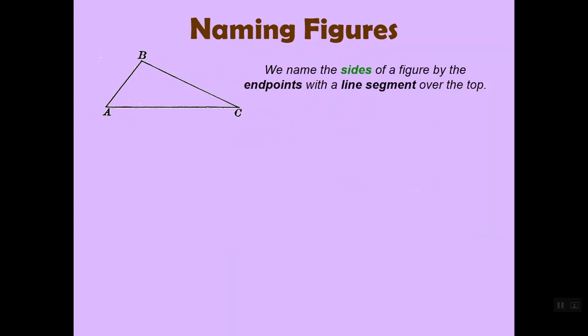When we name the sides of a figure, so when we're referring to the name of the side, we do that with the endpoints with a line segment over the top. So we could have AB with the line over the top to indicate the name of that side. Remember that BA and AB, they mean the same thing. They're interchangeable. They're both the name for that side.